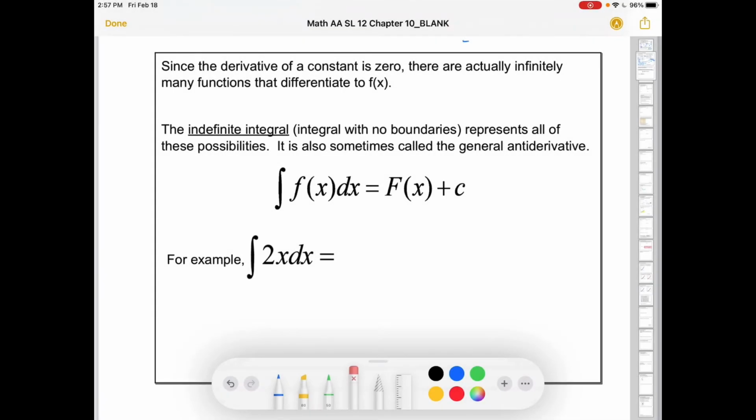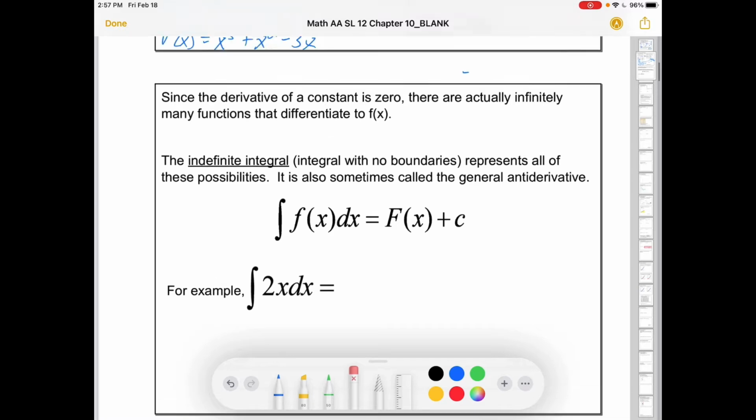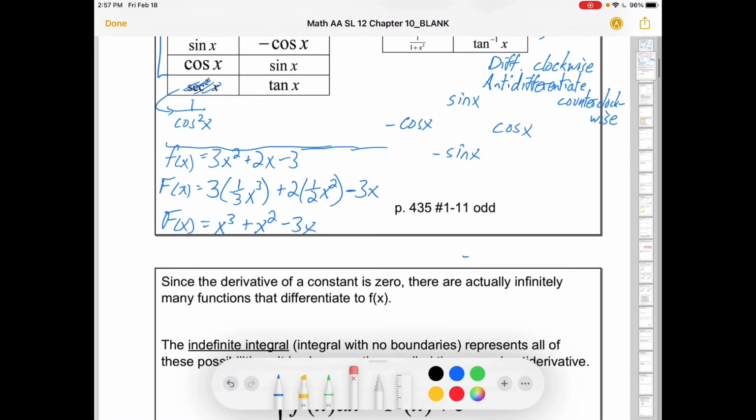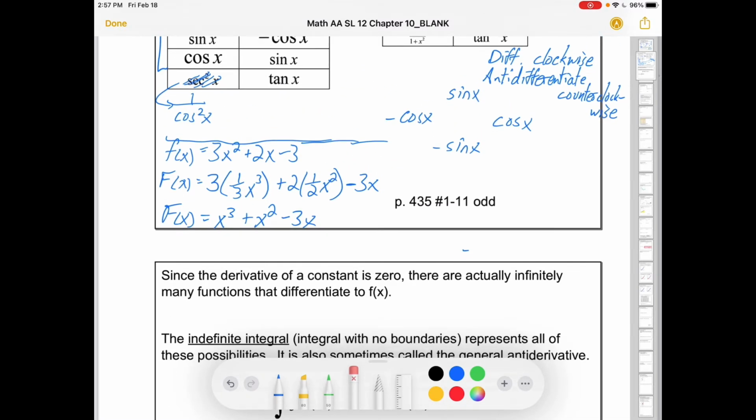Hi folks, welcome to this lesson on indefinite integrals. In the last lesson we looked at some antiderivatives, and one of the examples we had was this one right over here. f of x is 3x squared plus 2x minus 3, and we found the antiderivative is x cubed plus x squared minus 3x. And we checked that by differentiating the antiderivative and seeing if it got us back where we started. And the answer was yes, it did.